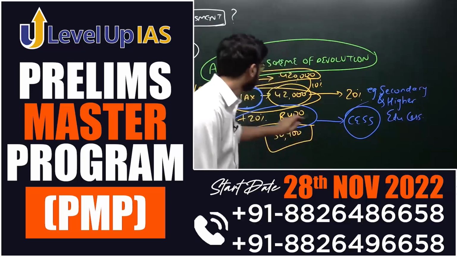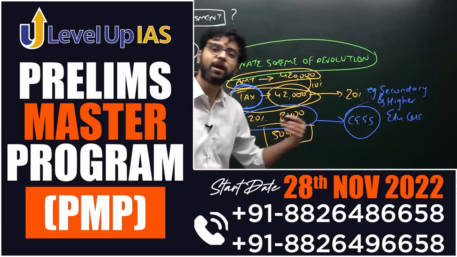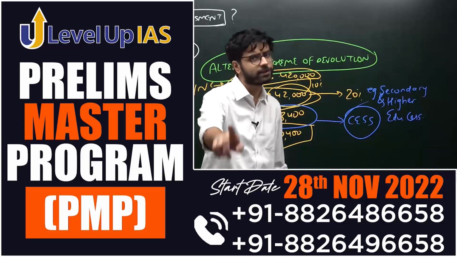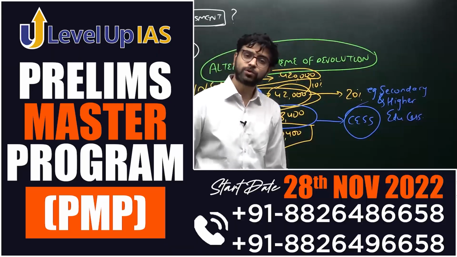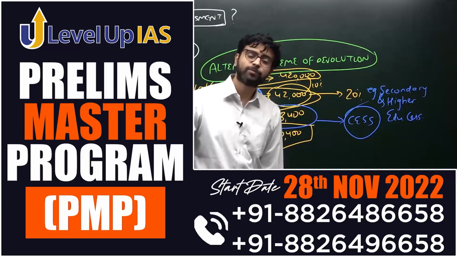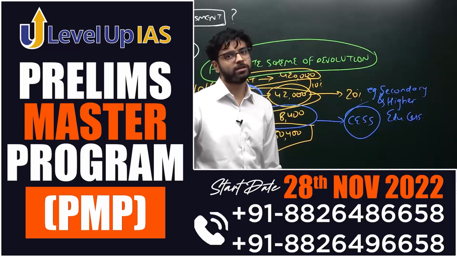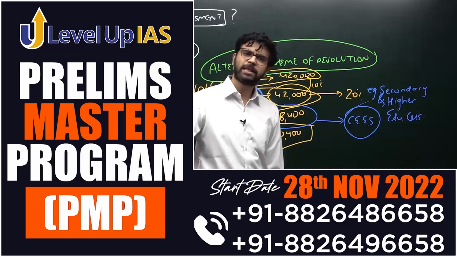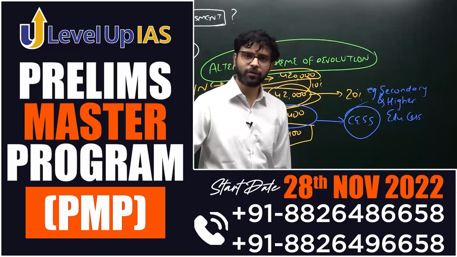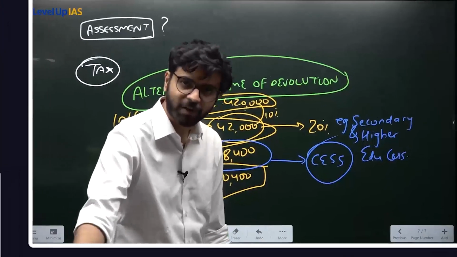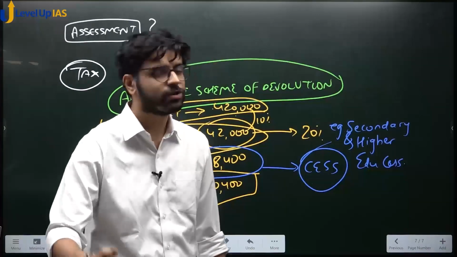What is the difference between cess and tax? Tax can be used for general purposes, cess can be used for specific purposes only. Tax goes to Consolidated Fund of India. Cess mostly goes to Public Account of India. Mostly, there are some cesses which go to Consolidated also, but cess mostly goes to Public Account of India because it has to be used for specific purposes. So authorization from Parliament is not required.